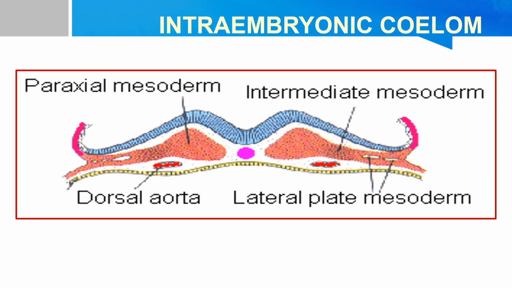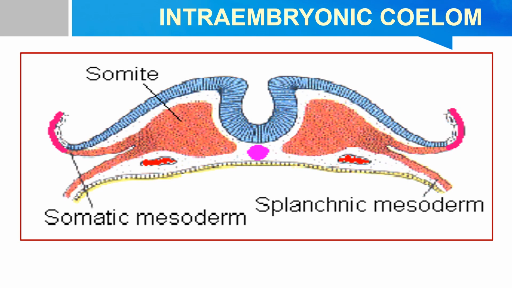coelom. Students should appreciate this is the extraembryonic coelom. Now this is the formation of the intraembryonic coelom. So simultaneously when the neural tube is forming, the somites are forming, and the lateral plate is forming the intraembryonic coelom, which is now continuous with the extraembryonic coelom.